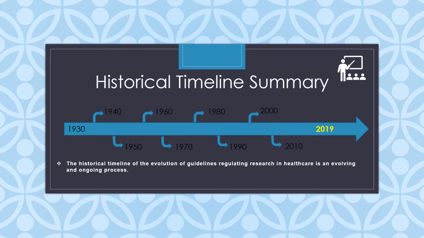Overall, when you look at the historical timeline from the 1900s to today, you see that the evolution of guidelines regulating research in healthcare is an evolving and ongoing process. It's important to critically analyze cases related to ethical issues in healthcare research in order to provide the best medical care and research available. Bioethical principles and guidelines help to establish a framework for ethical practice.